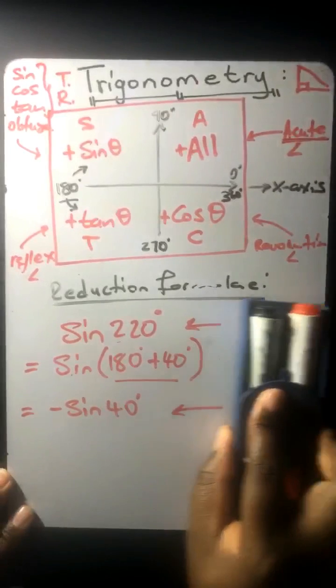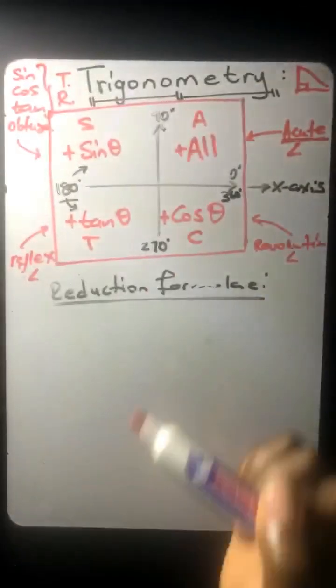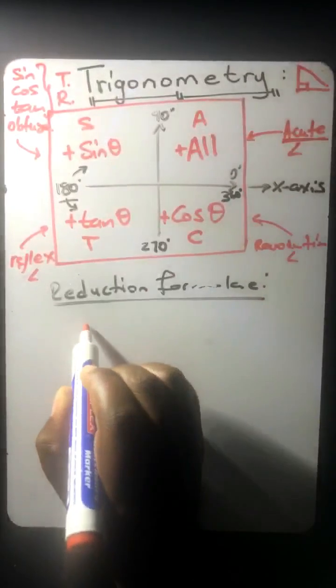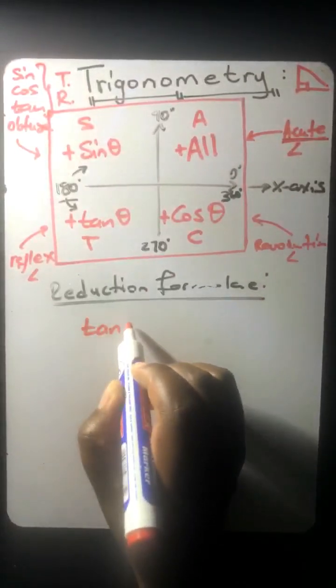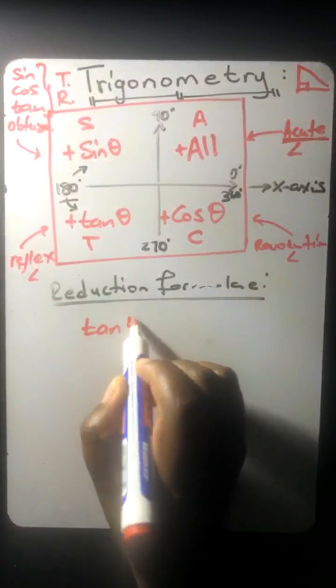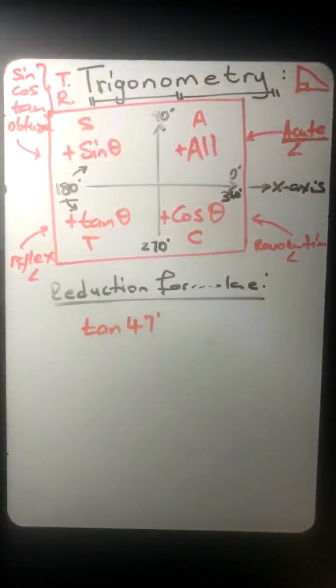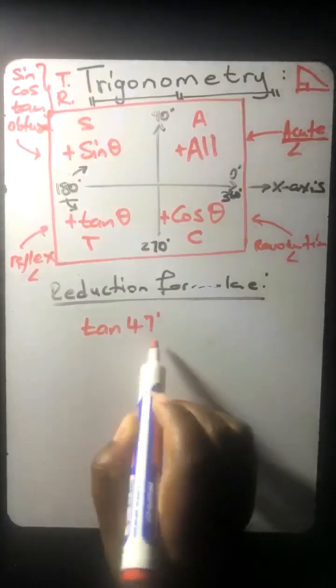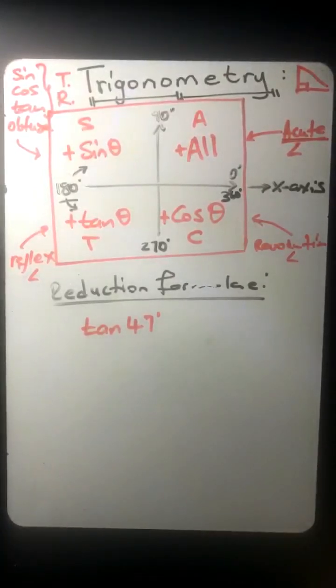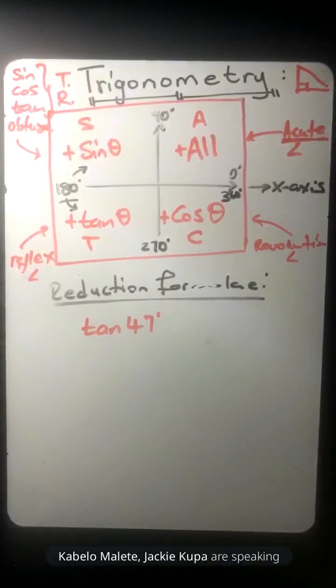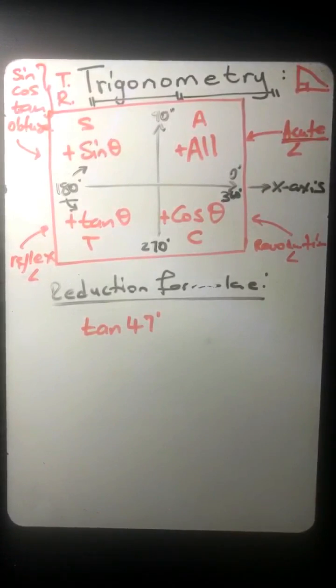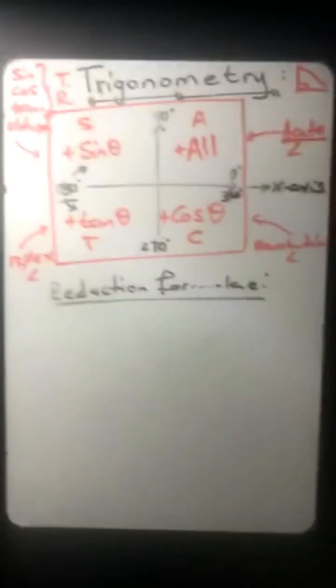So let's very quickly do another example and see how far we can go with that. Let's say we are having tan of 47. Here comes the question. Does that one need to be reduced? Yes or no? And why? No, sir. Why not? Because it's an acute angle. 100%, because this is already an acute angle, so you don't need to reduce it. You just leave it as it is.